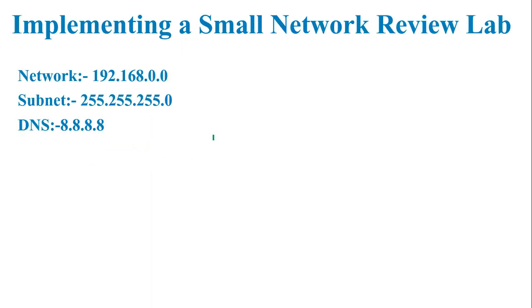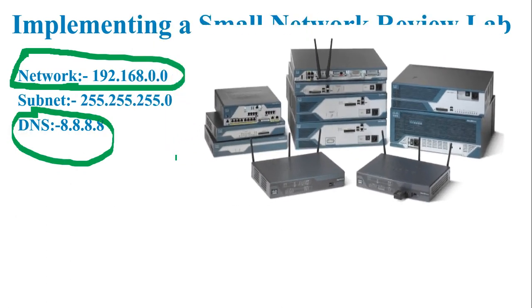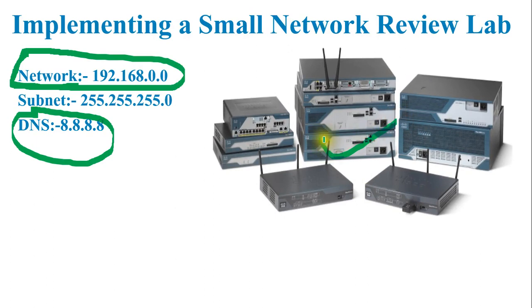So, implementing a small network, a lab. For example, this is a lab I'm discussing with you. So guys, I have decided to go with a class C network, 192.168.0.0. This will be my network, and I will be using the default subnet mask 255.255.255.0, and for DNS I will be using 4x8. This is just, you can say, a lab environment. That is why I will be using one router. I have decided to go with this first of all.